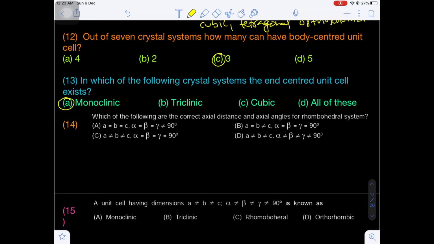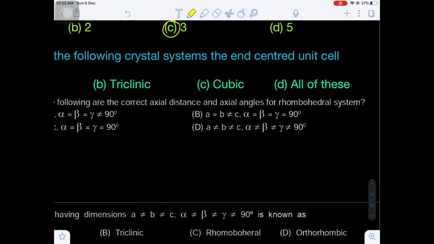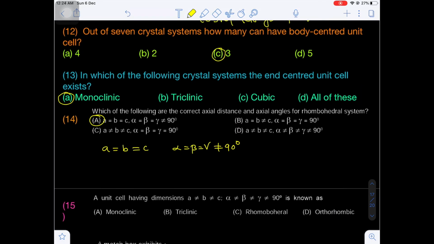Now the question number 14. Which of the following is correct axial distances and axial angles for the rhombohedral? Rhombohedral, a equal to b equal to c, but alpha, beta, gamma are equal and not equal to 90 degrees. Yes or no? So this will be the first option, option A.